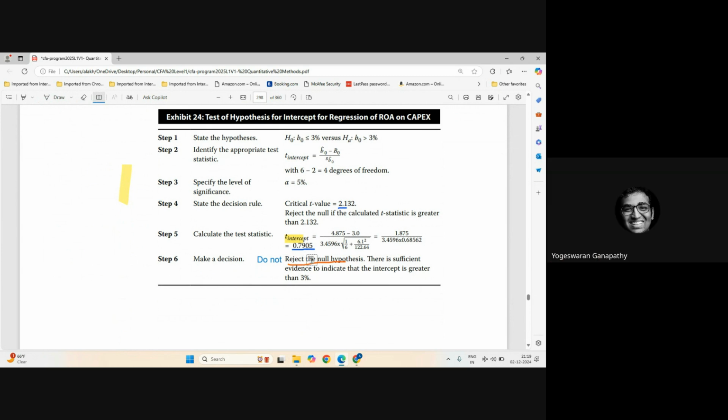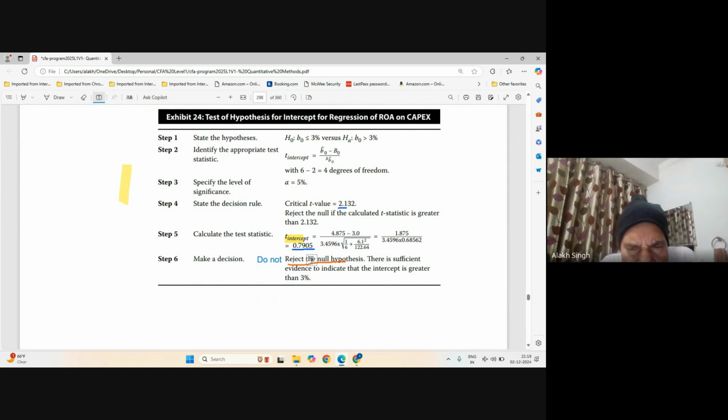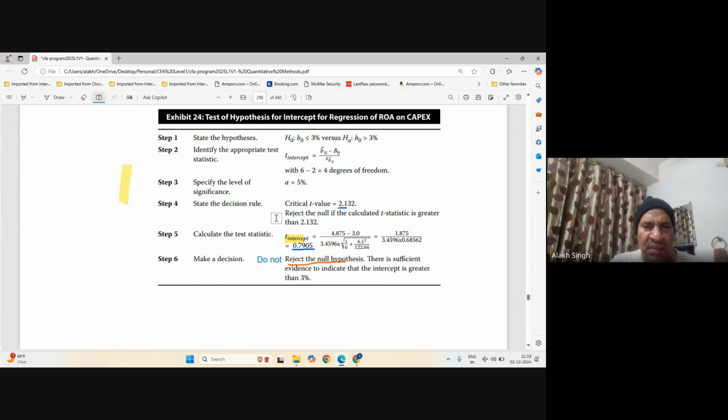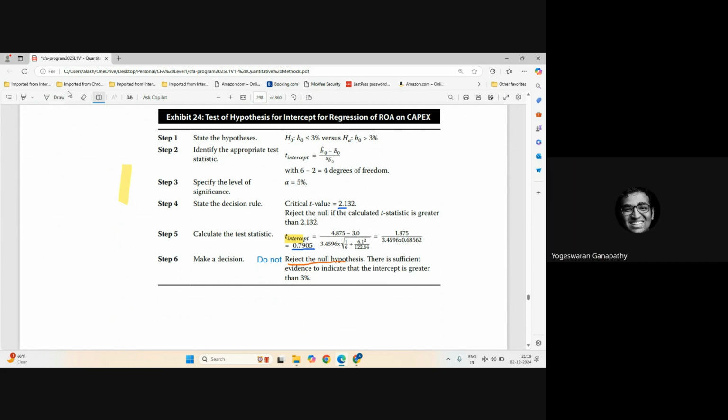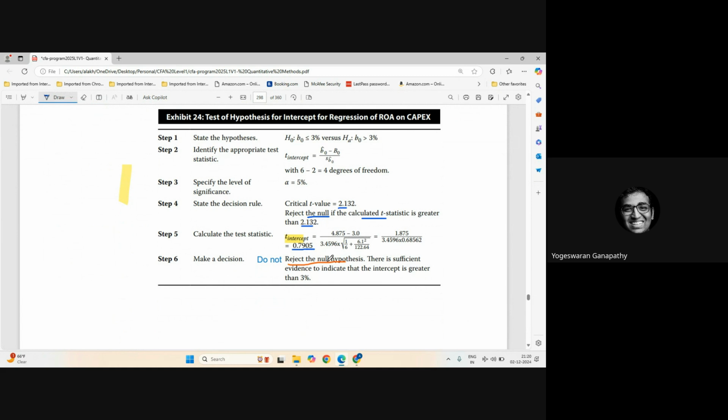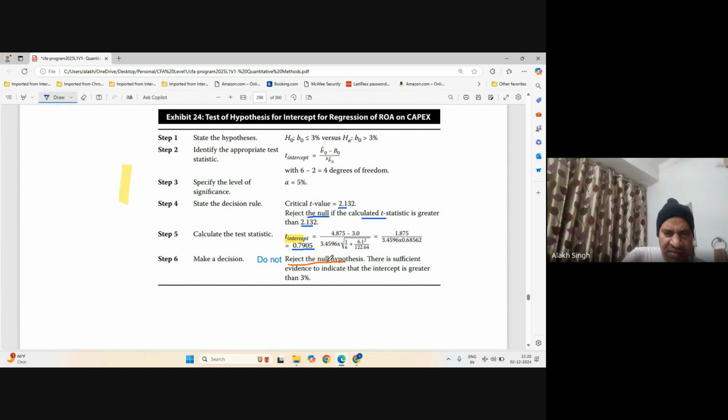Sir, could it be because it's plus or minus 2.132? Is the critical value plus or minus 2.132? That could be the case. No, it is a one-sided test. Oh, so here it writes the rule: reject the null hypothesis if the calculated t is greater than. It's clearly wrong. Clearly wrong. It is written here itself.